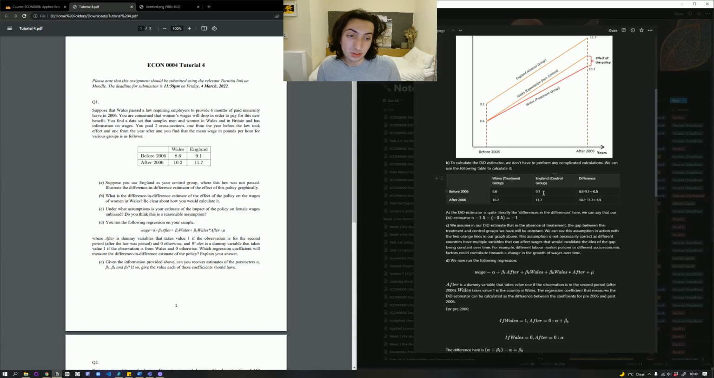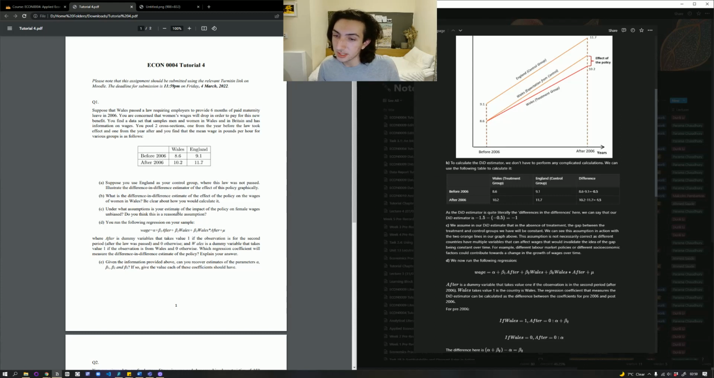Okay, now what we want to do is calculate the differences in our groups, first of all. So we've got a difference between 8.6 and 9.1. We're going to subtract the second from the first, so first minus second, essentially. For the first one, we get negative 0.5, and for the second one, we get negative 1.5. The difference between both of these is actually going to just be negative 1. Okay, so our DID estimator here is negative 1. I think that's fairly clear.